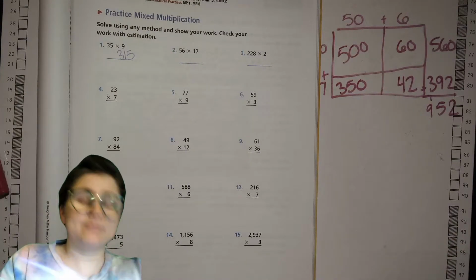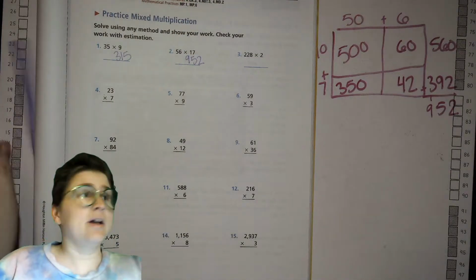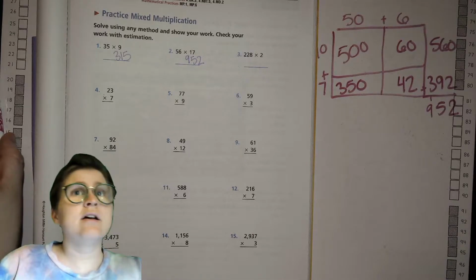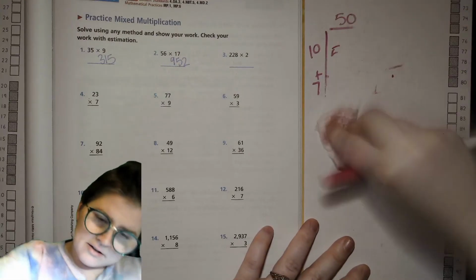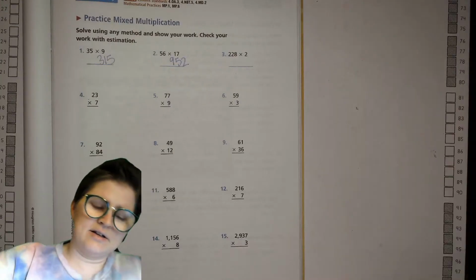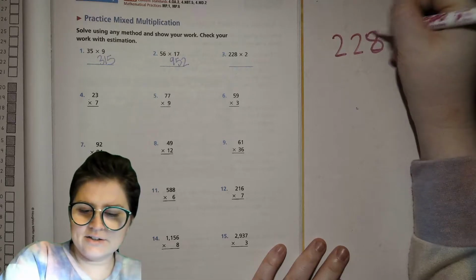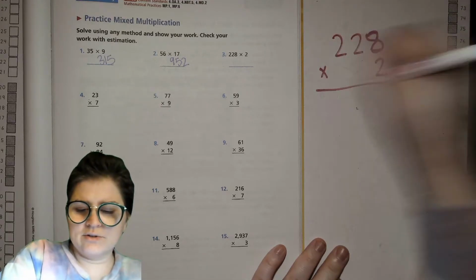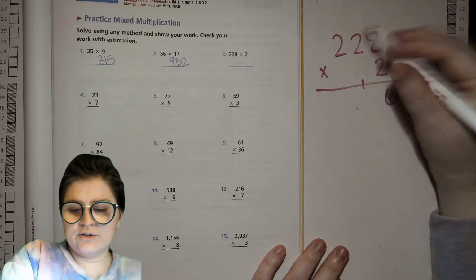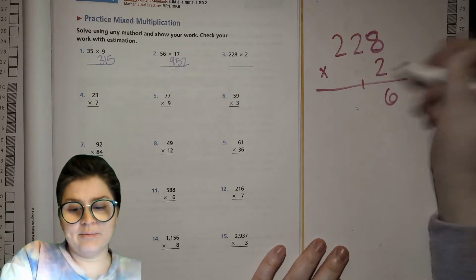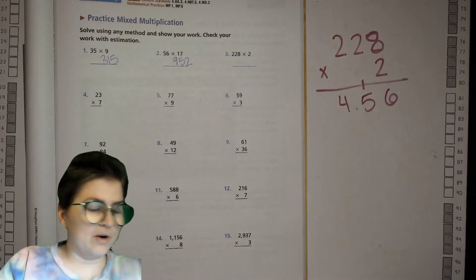Oh, there's my pen. All right. Then over here, the next one is 228, times 2. 2 times 8, 16. 2 times 20, 40, plus one more 10, so 50. And 2 times 200 is 400, so 456.